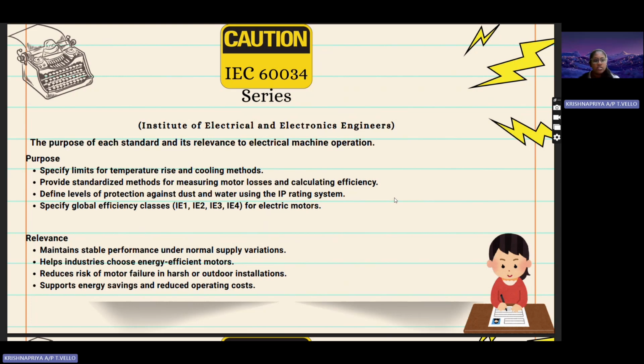After that, for IEC 60034-5, the purpose is to define levels of protection against dust and water in the IP rating system. It is relevant to reduce the risk of motor failure in harsh or outdoor installations. The last one is IEC 60034-30. It specifically defines global efficiency classes like IE1, IE2, IE3, and IE4.